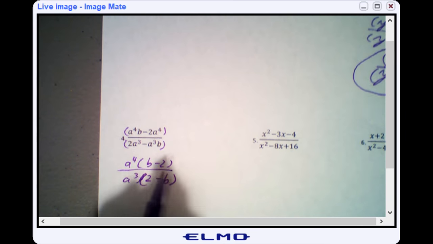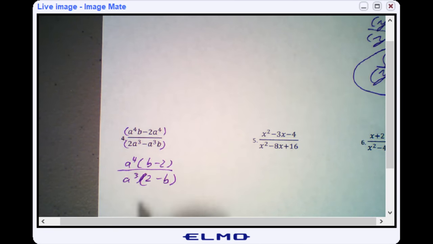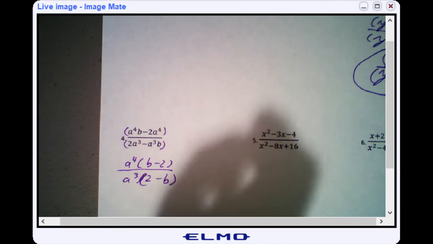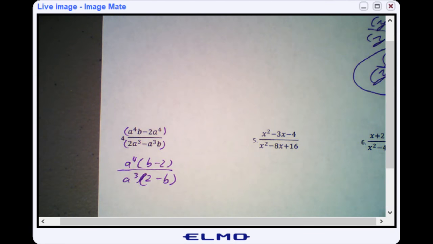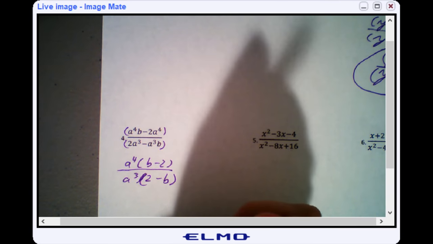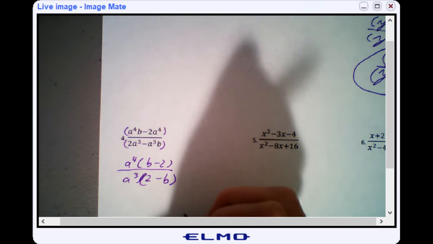The only thing different between the b minus 2 and the 2 minus b is that it's flipped around the negative sign. To kind of undo that, you can factor out a negative 1, because we know that a positive divided by a negative is negative and a negative divided by a negative is positive. So you can do it in the numerator or the denominator. You just pick one and do it for one of them. I'm going to do it for the denominator.